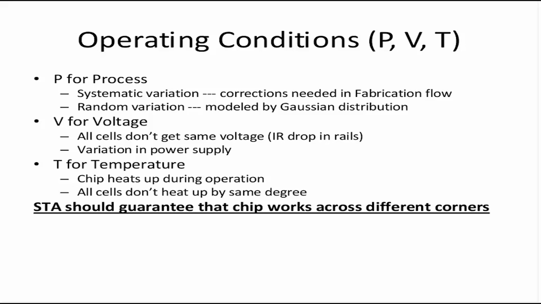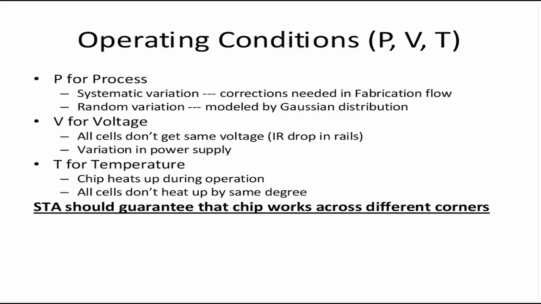Systematic variation can be corrected by making some corrections in the fabrication flow. So if the fabrication team finds out that all the devices on a 65 nanometer technology node are not actually 65 nanometers, they are, let's say, 67 or 68, then the fabrication team needs to make a correction to make sure that systematic variations are minimal.